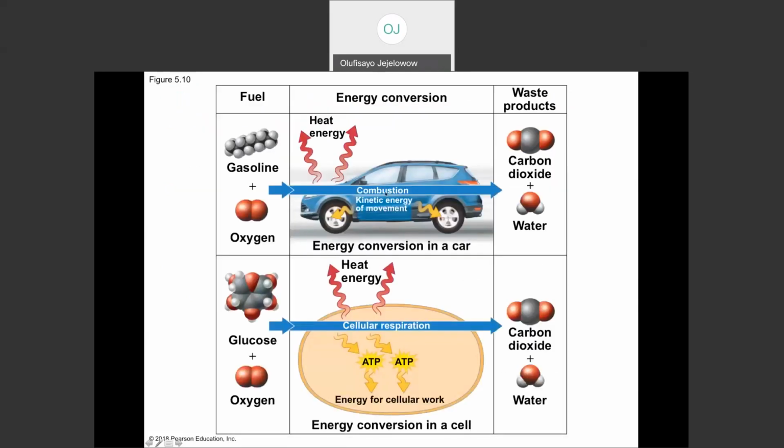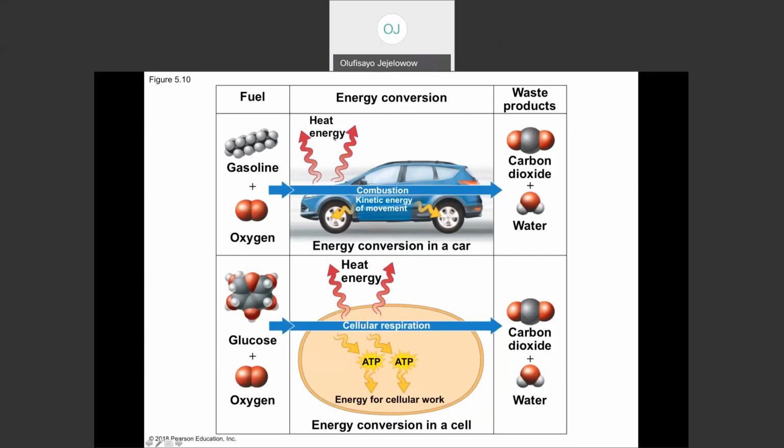So this is comparing energy conversion in a living thing to a non-living thing. So similar to your automobile, when you fill your car with gasoline, that gasoline will burn with oxygen to release the energy that was locked up in the chemical molecules of gasoline, in the hydrocarbons. As the hydrocarbons give kinetic energy of movement, the car moves forward.